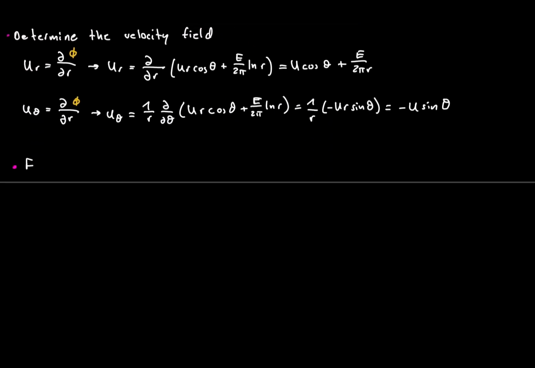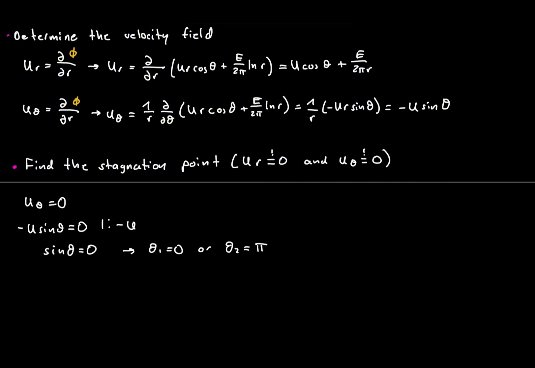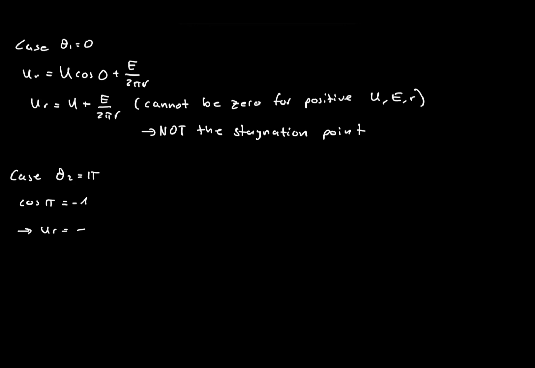Now, we look for the stagnation point. A stagnation point is a point where the velocity is zero, so both velocity components must vanish. First, set u_theta equal to 0. Minus U sine theta equals 0, so sine theta must be 0. That gives theta equals 0 or theta equals pi. Now, check both cases in the radial velocity. If theta equals 0, then cosine theta equals 1. So u_r becomes U plus E over 2 pi r. For positive U, positive E, and positive r, this cannot be 0. So theta equals 0 is not the stagnation point.